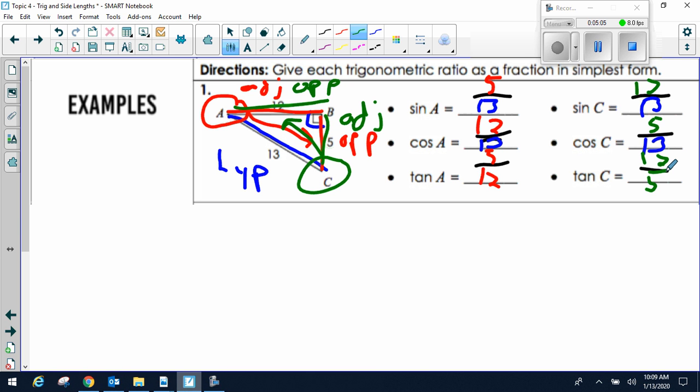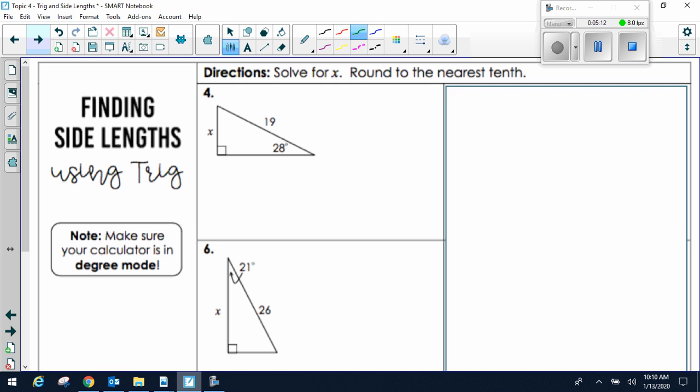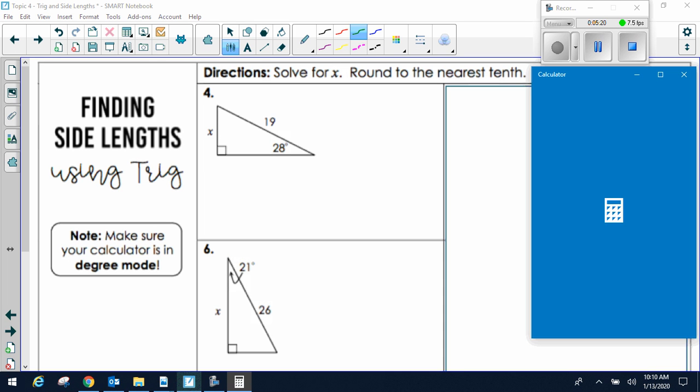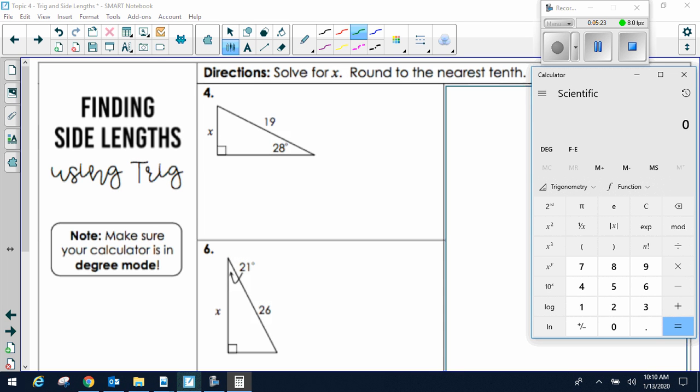Well, we're going to use this to find side lengths of our triangles. Okay, so first thing, most of this is calculator work, so I need to pull up my calculator. When you pull up your calculator, there's a couple important things. First, make sure you're in scientific. Secondly, make sure it says DEG there. Okay.